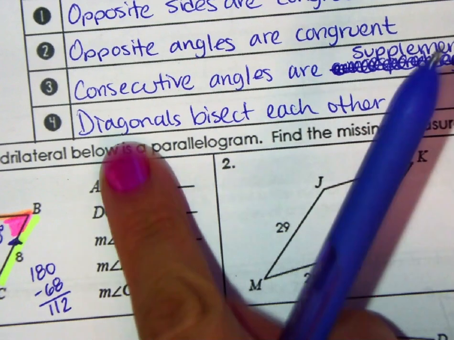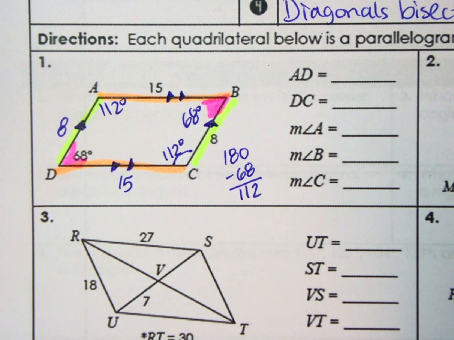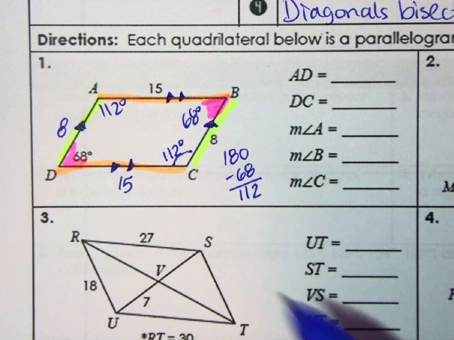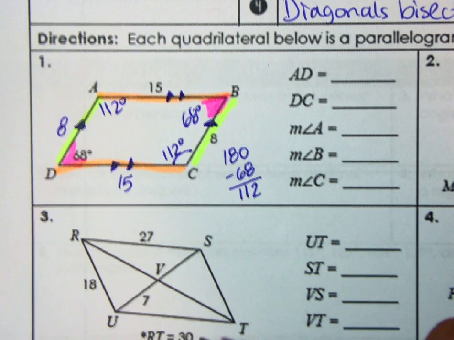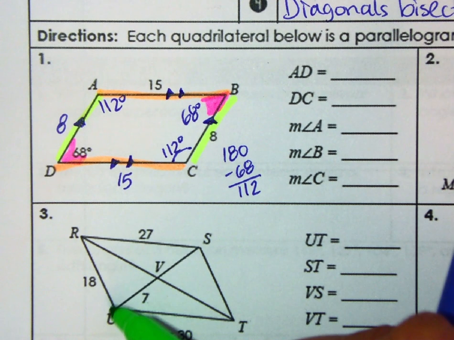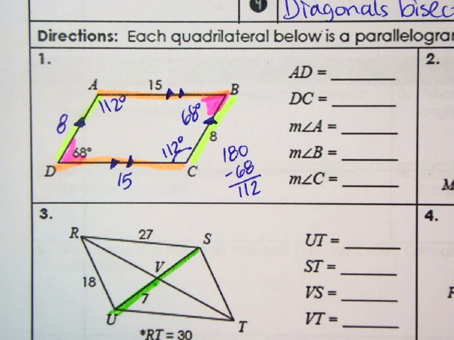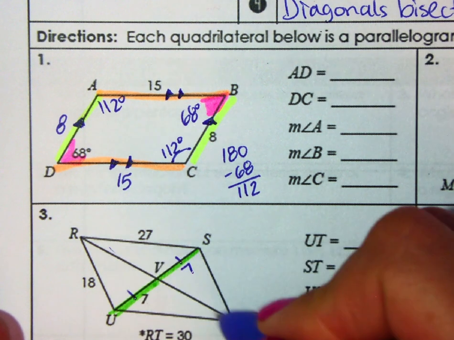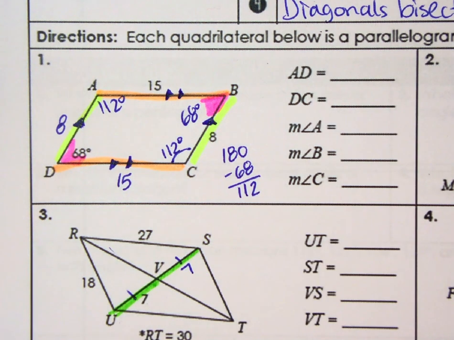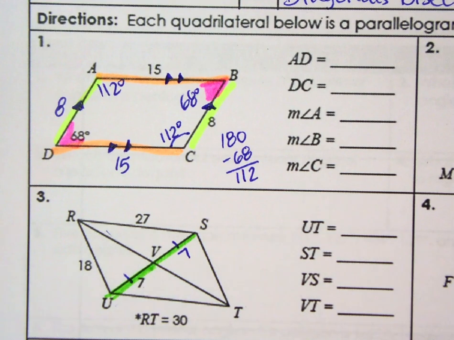The last one is that diagonals bisect each other. This one's a little confusing for some students because they think that angles are bisected as well, but no, only the diagonal. For example, right here we have a diagonal, and this part is labeled 7. That means this side and this side are congruent because the other diagonal is bisecting that diagonal. So this diagonal bisects the other diagonal, cuts it in half, and vice versa.